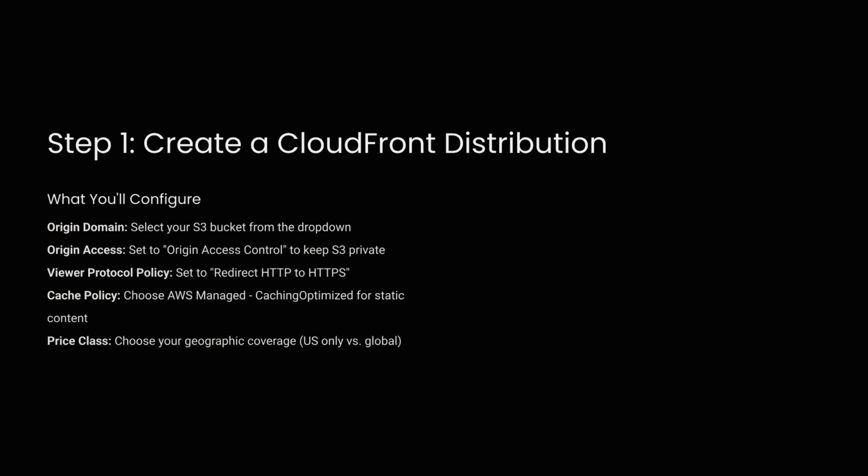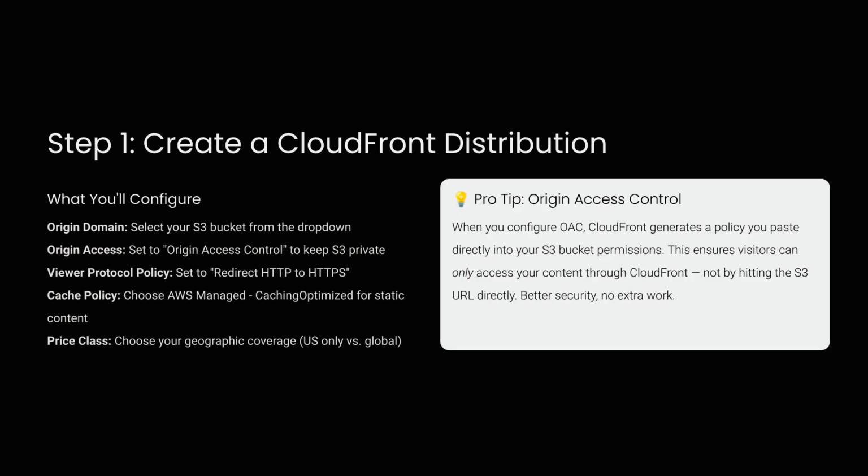Step 1 is creating the CloudFront distribution. Configure the origin domain to your S3 bucket, use origin access control for S3 privacy, set the viewer protocol policy to redirect to HTTPS, and choose a cache policy optimized for static content. Set the price class based on your required geographic coverage.